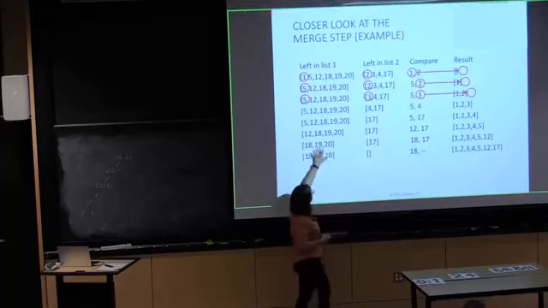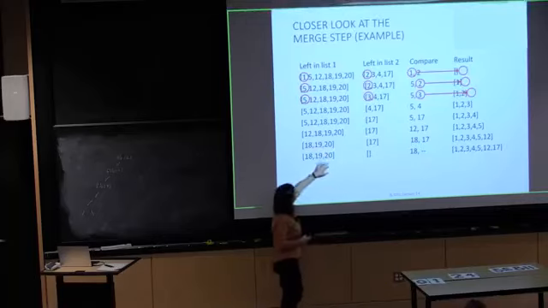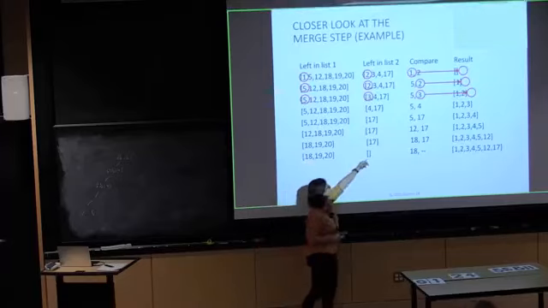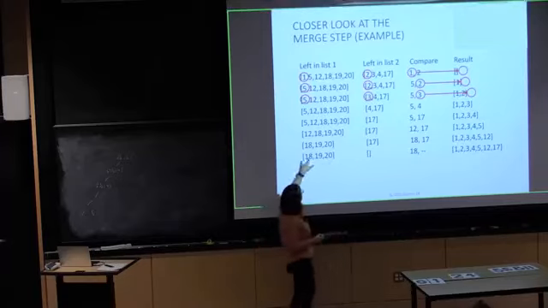So this is my left sublist, this is my right sublist. When one of these lists becomes empty, I no longer need to compare 18 with nothing, right? All I need to do is grab all these elements and stick them through at the end.